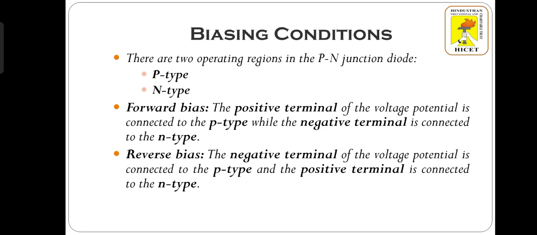Biasing conditions. We have two types of biasing, forward bias and reverse bias. In forward bias, the p-type semiconductor material is connected with the positive terminal of the voltage source and the n-type semiconductor material is connected with the negative terminal of the voltage source. In reverse bias, it is the vice versa operation. The p-type material is connected with the negative terminal of the voltage source and the n-type material is connected with the positive terminal.